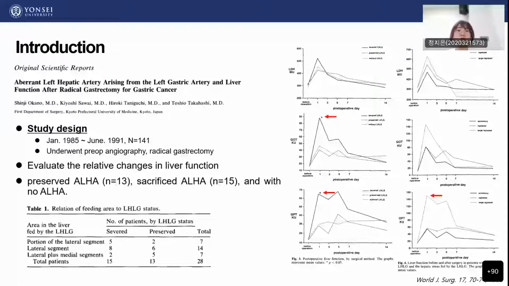The greatest change was noted in patients with a large replaced aberrant left hepatic artery, which feed the lateral and medial segments of liver. Every patient's liver function normalization was seen after 1 week from the surgery. So the author concluded that sacrificing aberrant left hepatic artery does not cause severe liver damage in most patients.